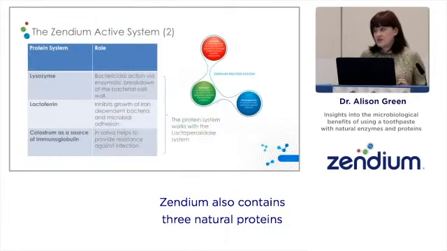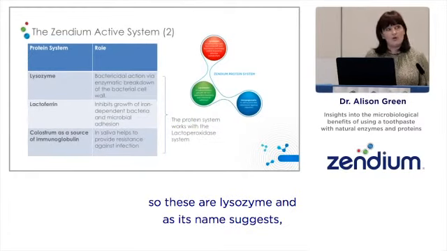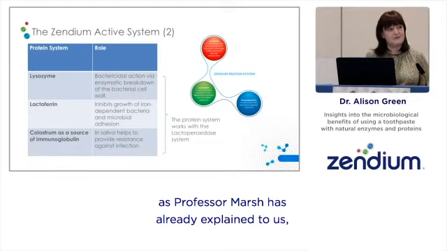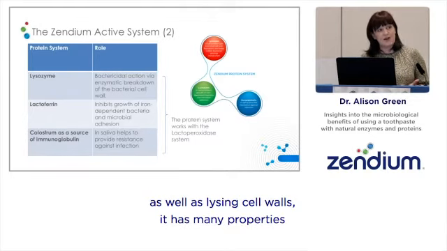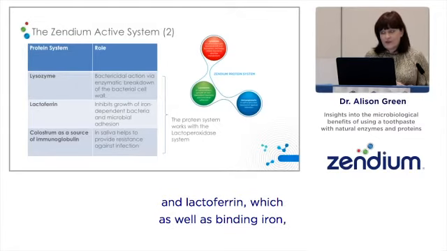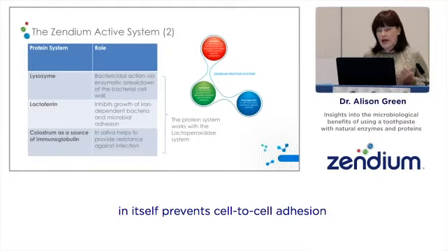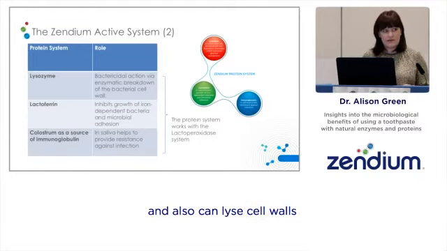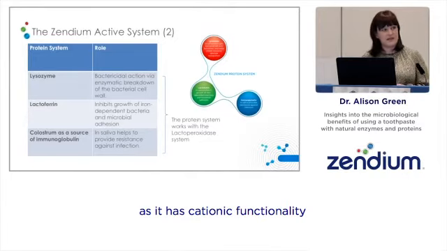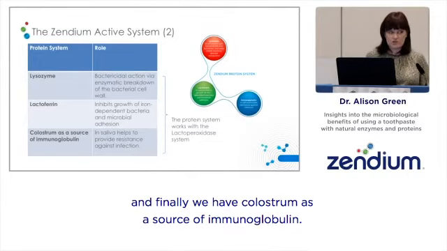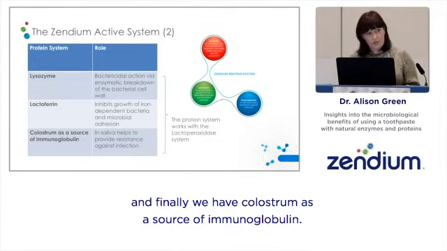Zendium also contains 3 natural proteins. So these are lysozyme, as its name suggests, and Professor Marsh has already explained to us, as well as lysing cell walls, has many other properties, and lactoferrin, which as well as binding iron, in itself prevents cell-to-cell adhesion and also can lyse cell walls because it has cationic functionality. And finally, we have colostrum as a source of immunoglobulin.